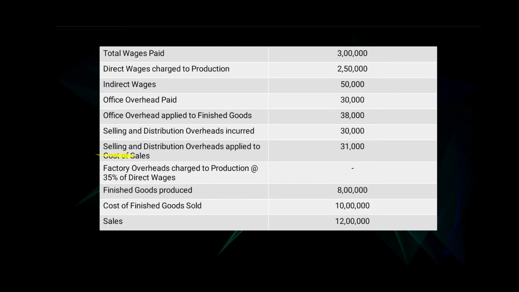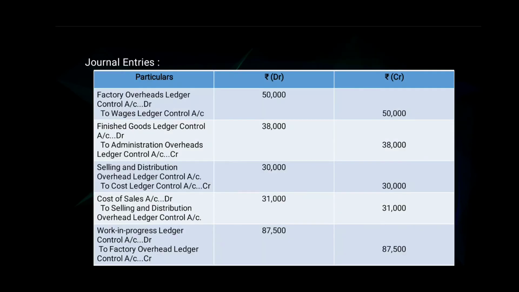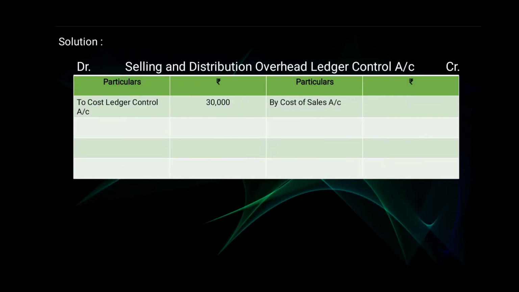Next is given as selling and distribution overheads applied to cost of sales. Amount is given as 31,000. So the journal entry we had recorded as cost of sales account debit to selling and distribution overhead ledger control account. Amount is given as 31,000. So the first effect will give in selling and distribution overhead ledger control account, and there will be no second effect as we have not prepared cost of sales account. So let us record it in selling and distribution overhead ledger control account on the credit side. By cost of sales account, amount is 31,000.